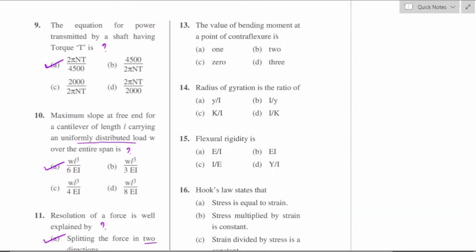Question number 13. The value of the bending moment at a point of contraflexure is: point of contraflexure means it is a change of bending moment from positive to negative. So in the following figure you can observe, at a point of contraflexure the value of the bending moment will always be 0. So the right answer is option C.